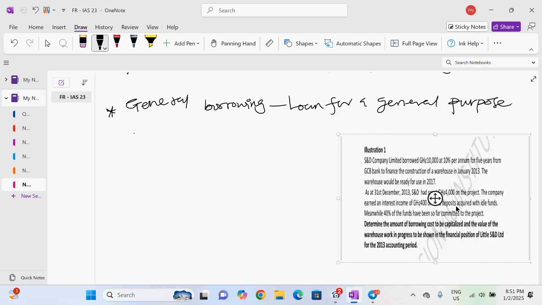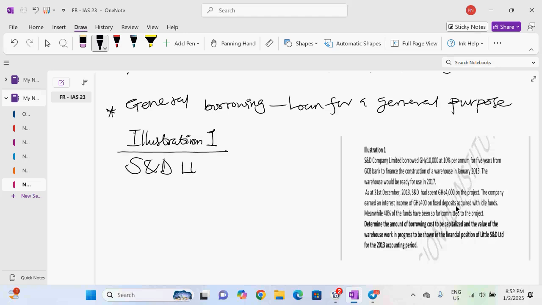All right. Thank you very much. That is the illustration. Illustration 1, right? So of course you always write the name of the business. Here it is S&D Company Limited, right?